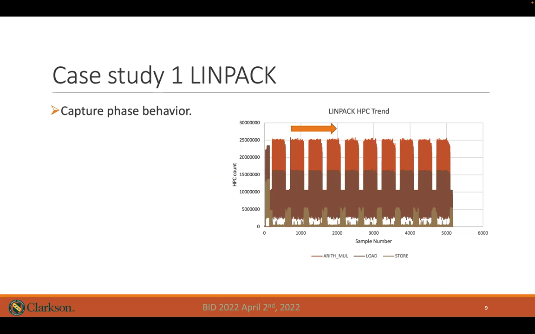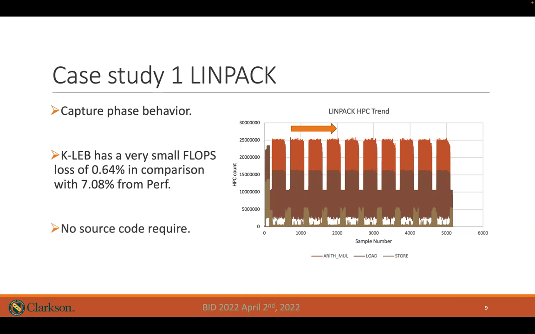We also compare floating point operations per second, FLOPS, across different profiling tools to compare the performance loss from using the tools. K-LEB achieves a very small performance loss of 0.64% when compared with Linux Perf, which has a performance loss of 7.08%. This case study also shows that K-LEB can generate time series data samples non-intrusively where no source code is available, as we directly downloaded the binary executable of LinPack from the Intel MKL benchmark suite.